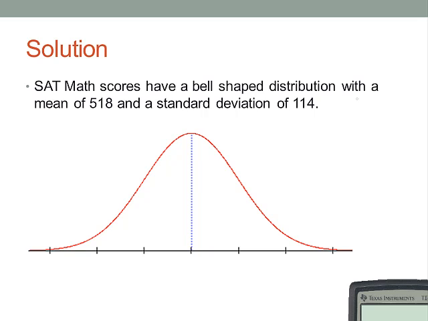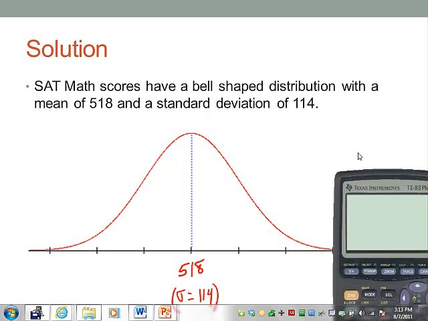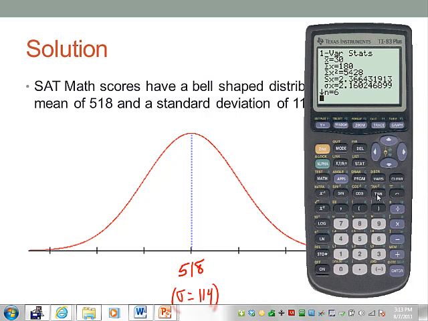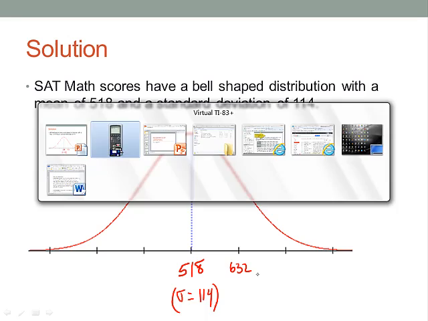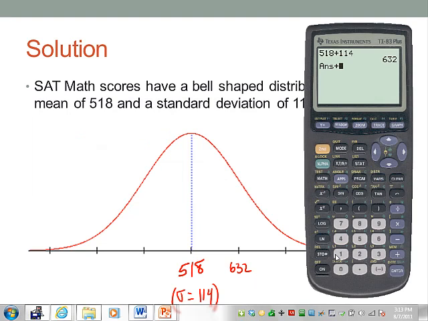So math, bell-shaped distribution with a mean of 518, standard deviation of 114. That's how I write it out. I put the mean in the middle, and then I put the standard deviation right below it in parentheses. Now we want to fill out the rest of these numbers. If you can't add these in your head, I'll show you a quick way to do that. Just go 518 plus 114. We get 632. And then plus another 114, and we get 746.